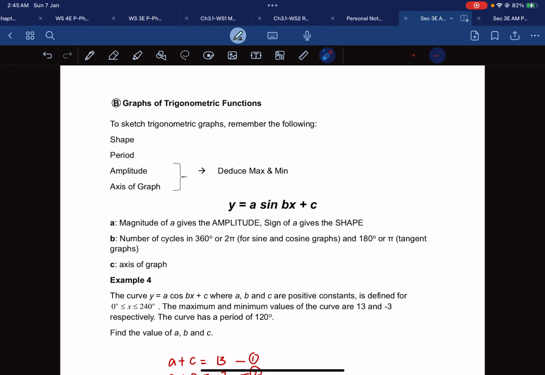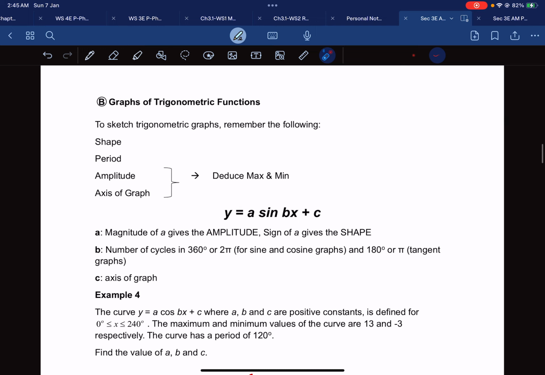Trigo graphs are very important for you to know how to sketch, and there are about four main points to know how to sketch a trigo graph: shape, period, amplitude, axis of graph. So always remember, for any trigo function, there is always a general form. Let's say for sine curves, it is this general form: y equals a sine bx plus c, whereby a, b, c can be any number. Doesn't need to be an integer, but it can be any number, and you need to know how to make use of these values to obtain things like amplitude, period, etc., minimum and maximum value.